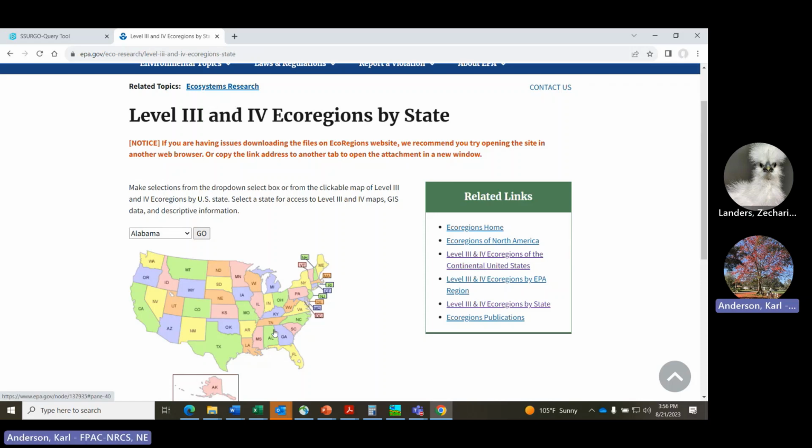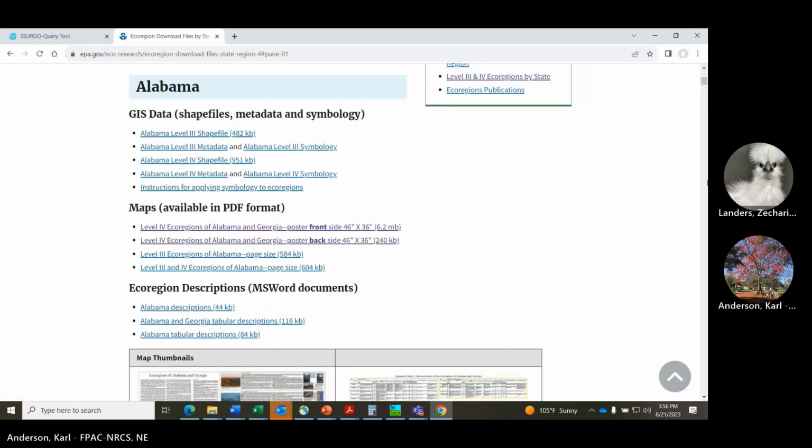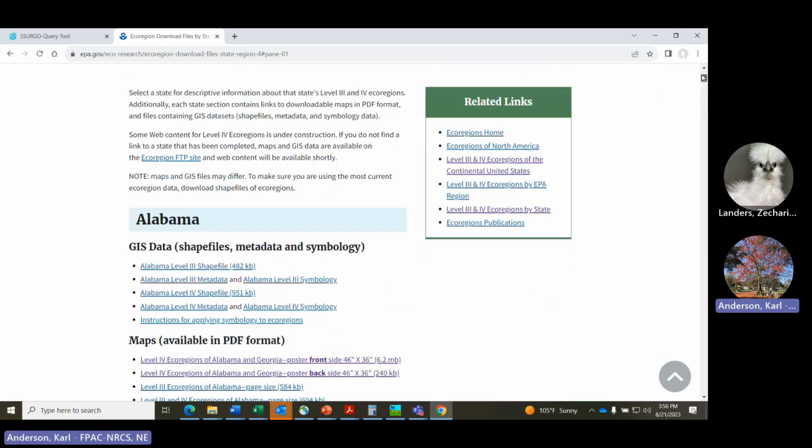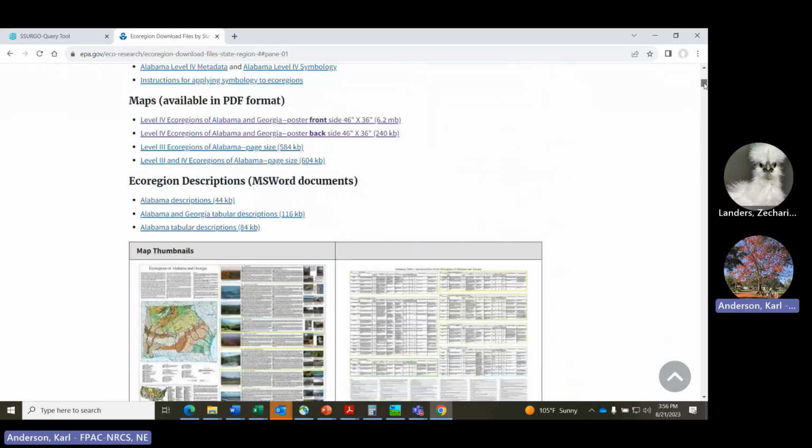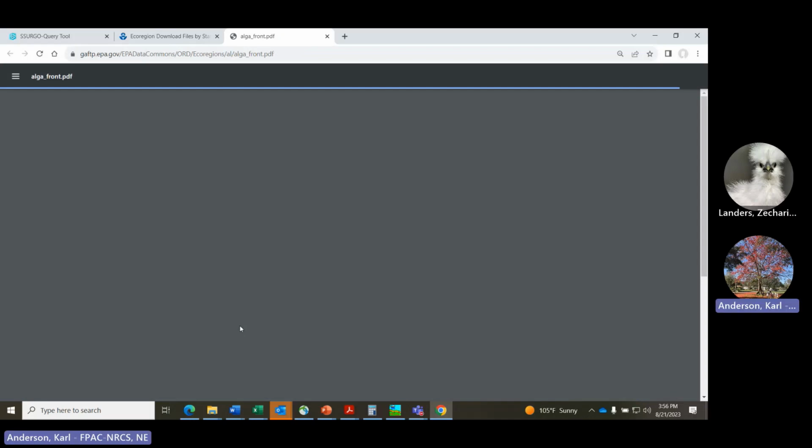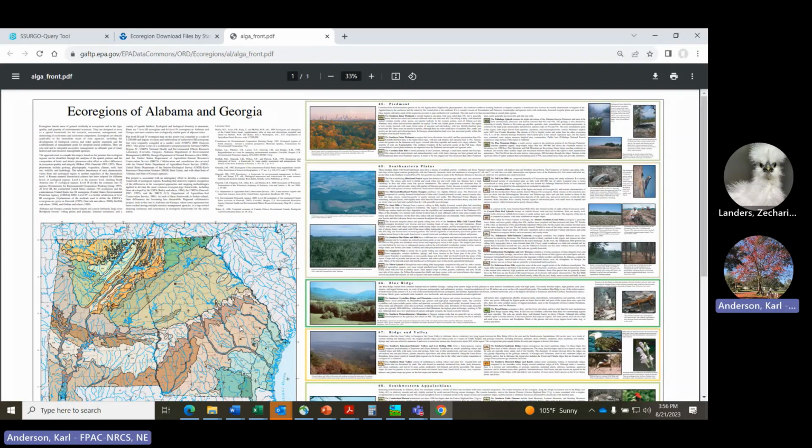So let's just say, for argument's sake, that we want to look in Alabama because it's just the first one on the list. There's a lot of information in here. The one I personally like to look at is the maps, where it gives some more information about the ecoregions and shows those boundaries. And then it also gets into more detail.